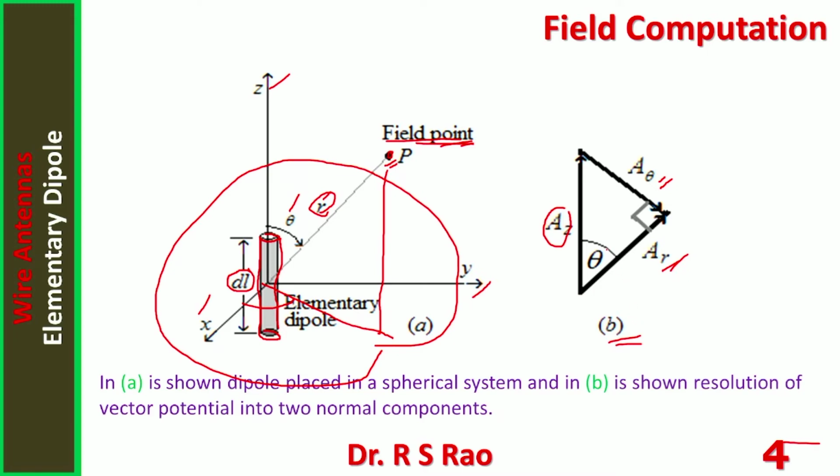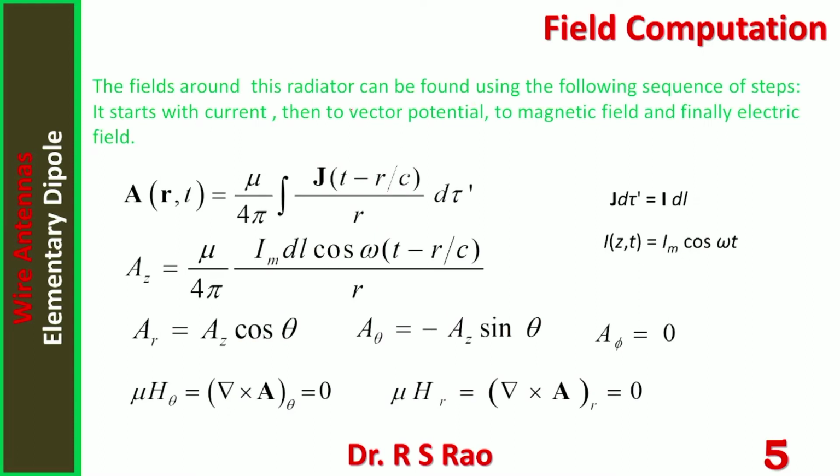In B is shown resolution of Az into two components, Ar and A theta. Now let us move further into the analysis. The fields around this radiator can be found using the following sequence of steps. It starts with current, then to vector potential, to magnetic field, and finally electric field.